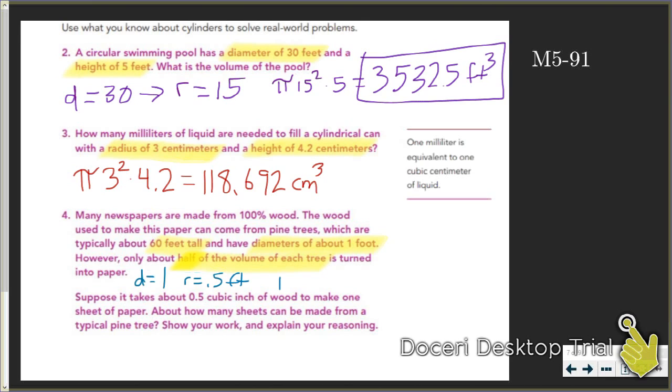So we know that it is pi times 1/2 squared times the height, which is 60. Okay? And I'm not going to do that yet because then it also says that we only use half of all of that. So I'm going to do all of this in parentheses and then divide by 2 because only half of the actual volume is used for each tree.